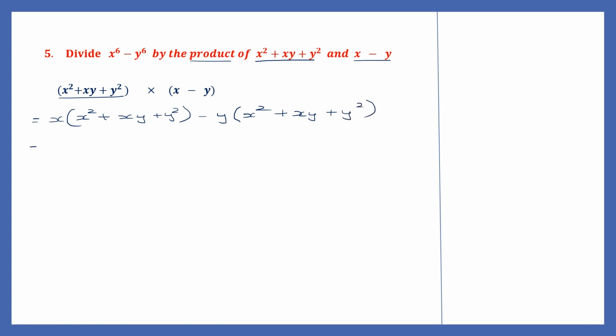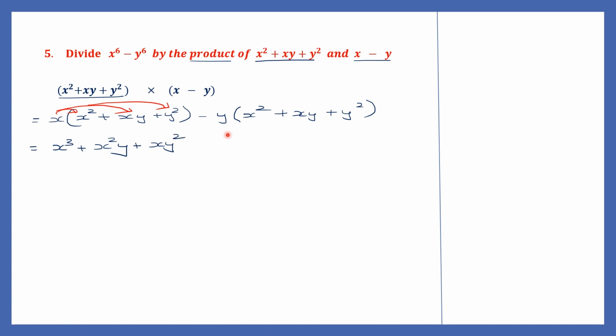So now let's multiply. First you have to do x into x square. That will be x to the power of 3. Then we multiply x into xy. The sign is plus, x into x is x square y. Then we multiply x into the last term, that is y square. X into y square will be plus xy square.